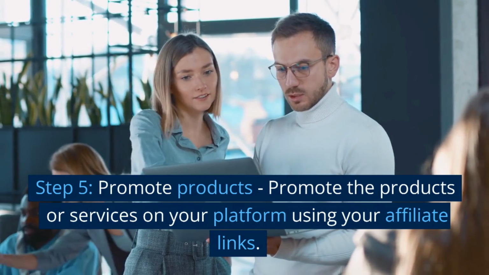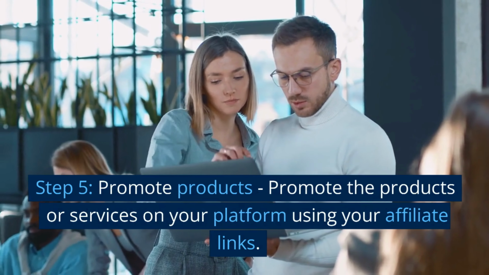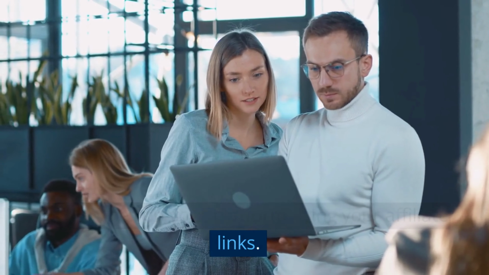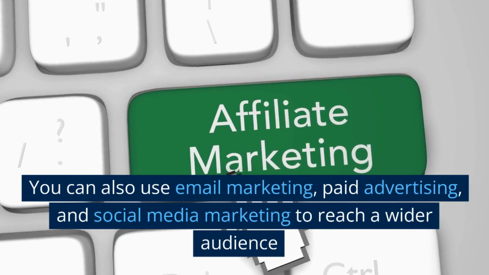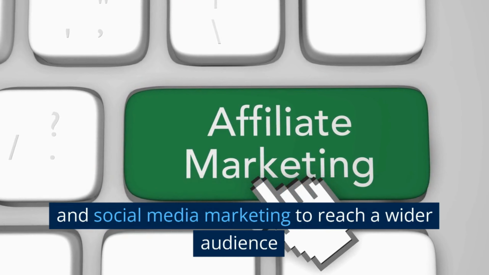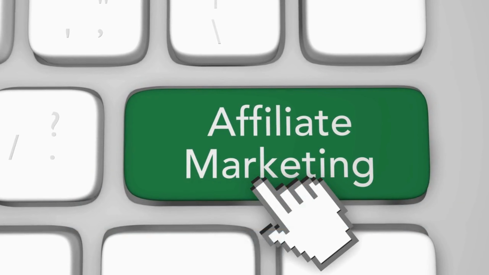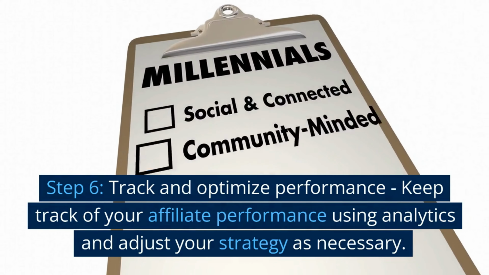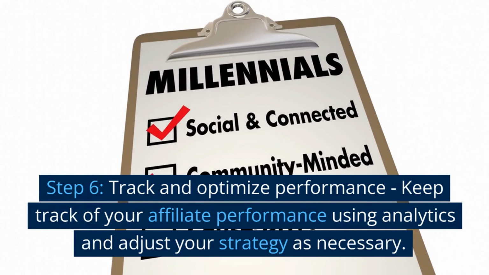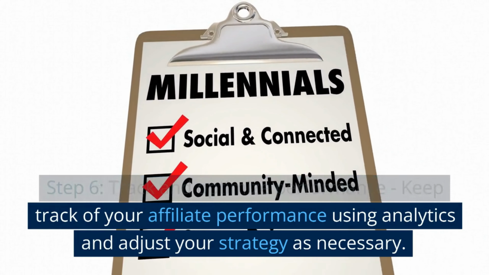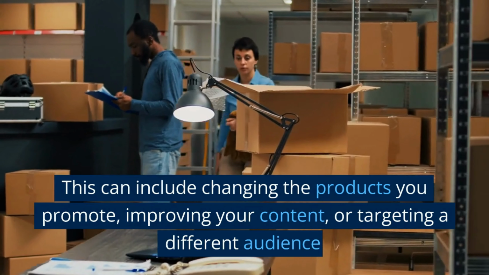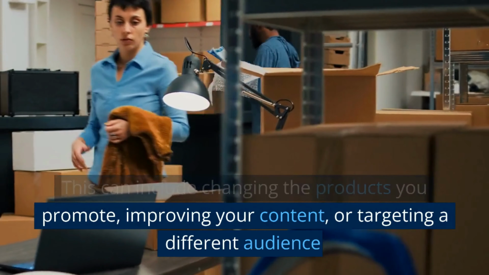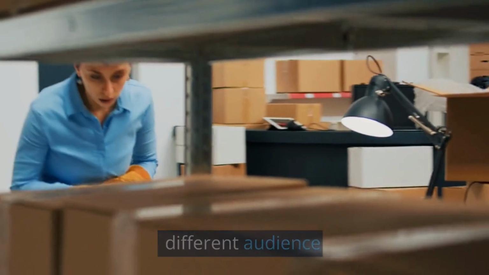Step 5. Promote products. Promote the products or services on your platform using your affiliate links. You can also use email marketing, paid advertising, and social media marketing to reach a wider audience. Step 6. Track and optimize performance. Keep track of your affiliate performance using analytics and adjust your strategy as necessary. This can include changing the products you promote, improving your content, or targeting a different audience.